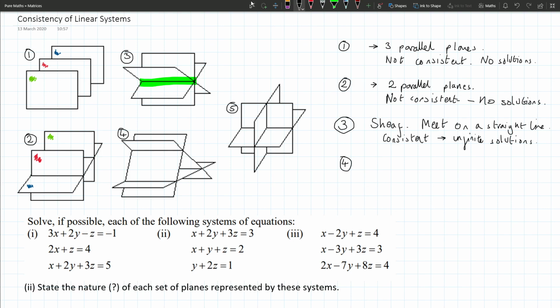Number 4 is quite an interesting situation. It's when they aren't parallel and they don't meet on the same line. They're all just kind of floating around randomly in space. And if that's the case, what's going to happen is we're going to get this, where these planes form a triangular prism. So this is the triangular prism case.